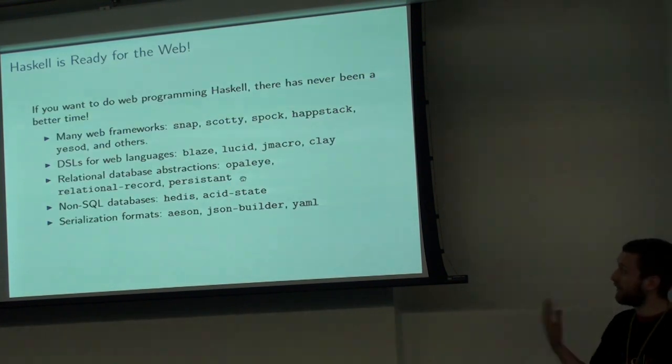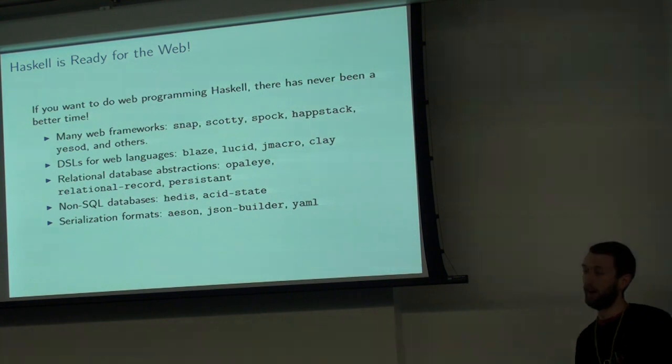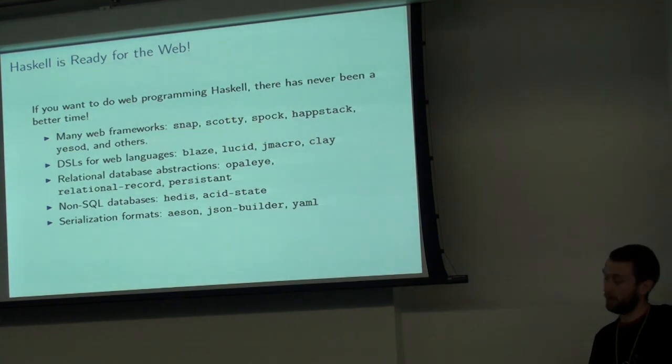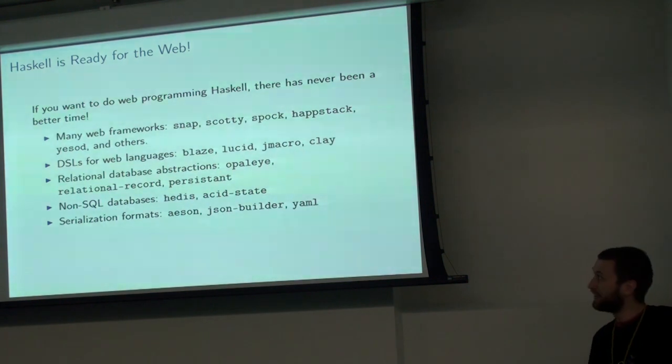So just to give you an overview of the state of the art at the moment, Haskell is definitely a language that is ready for web programming. So we've got many different types of web frameworks. There's Snap, Scotty, Happstack, and Yesod. They all offer different functionality. So Yesod is very much batteries included and very much like Ruby on Rails, whereas things like Snap are maybe a little bit more bare bones.